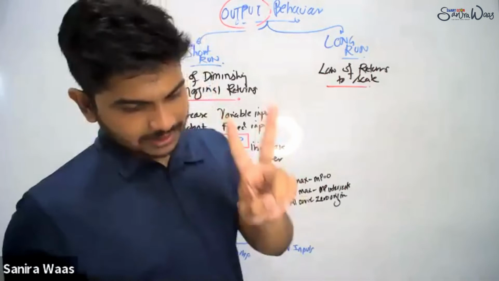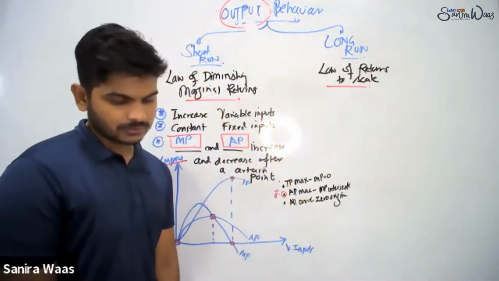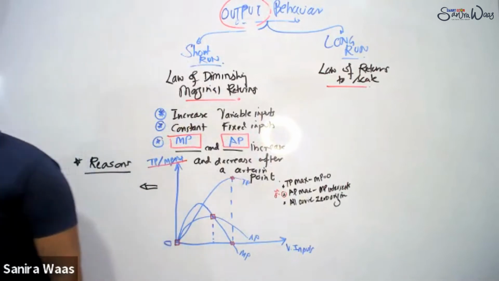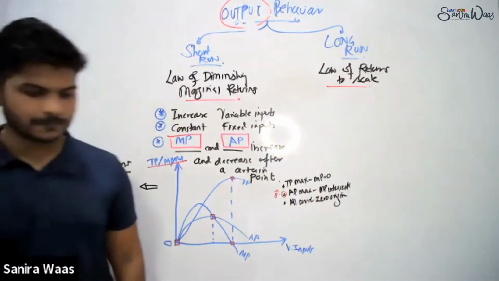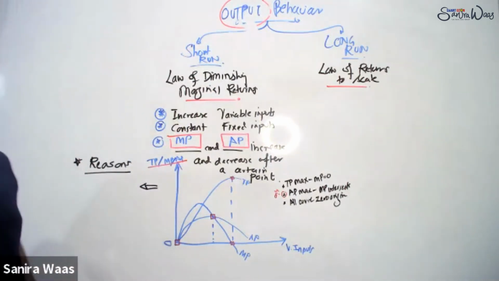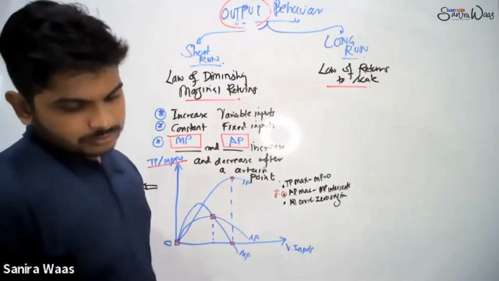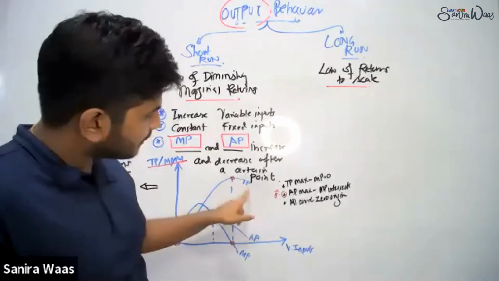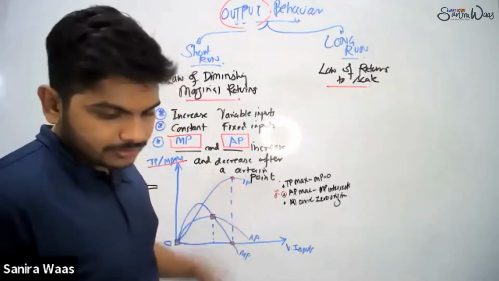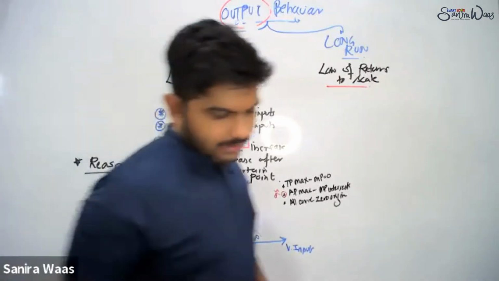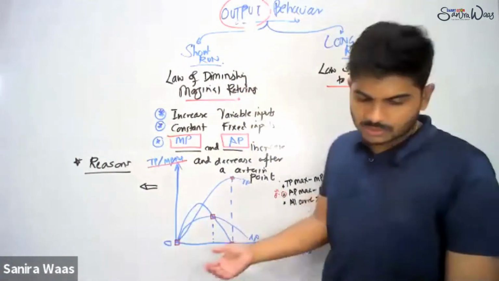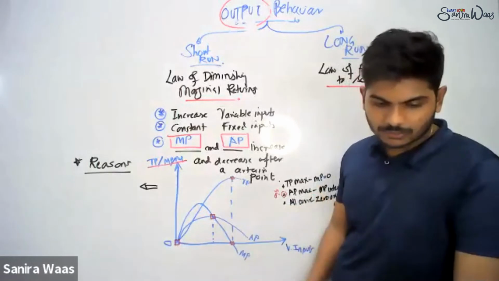We have two reasons. What are they? What are the two main reasons why this happens? Practically, in the short run, why does this happen in the world?